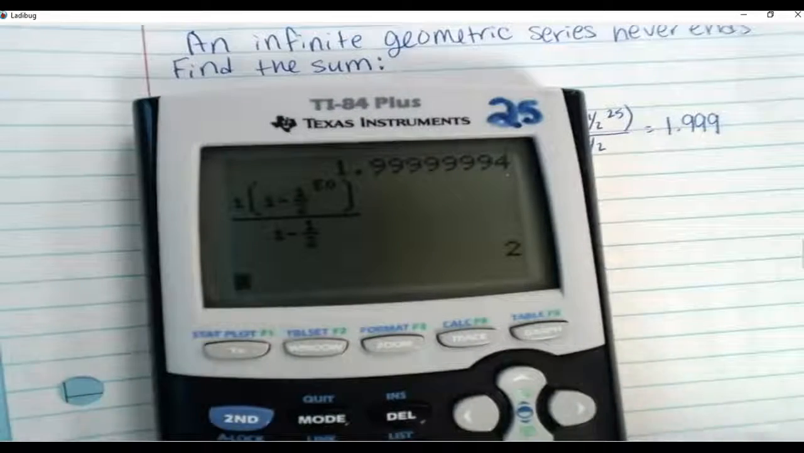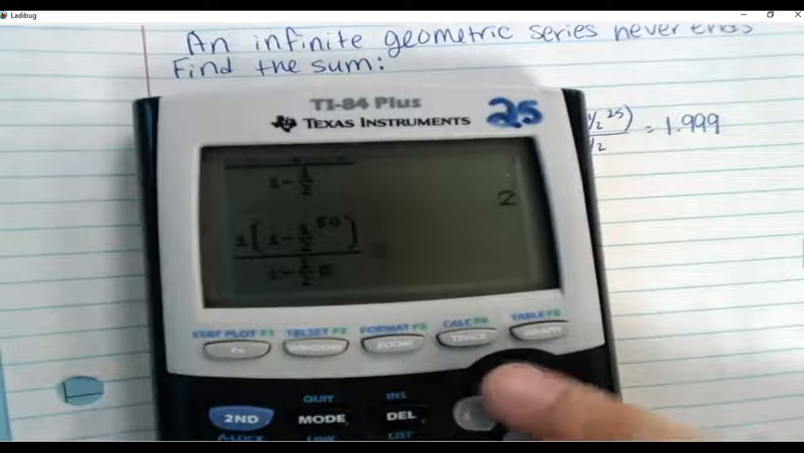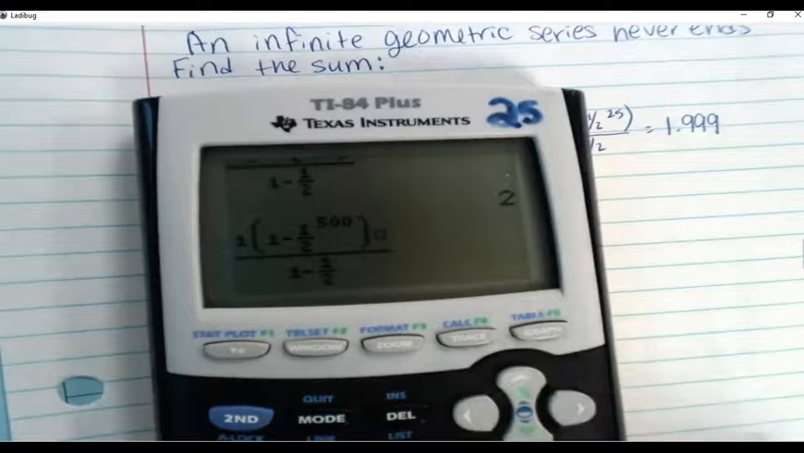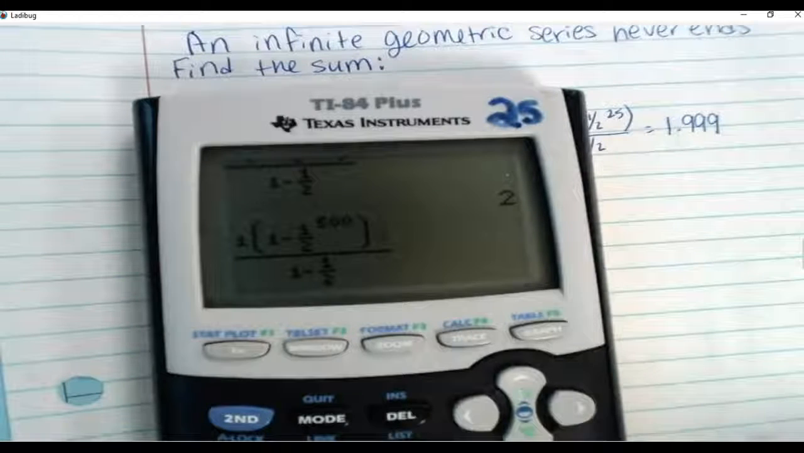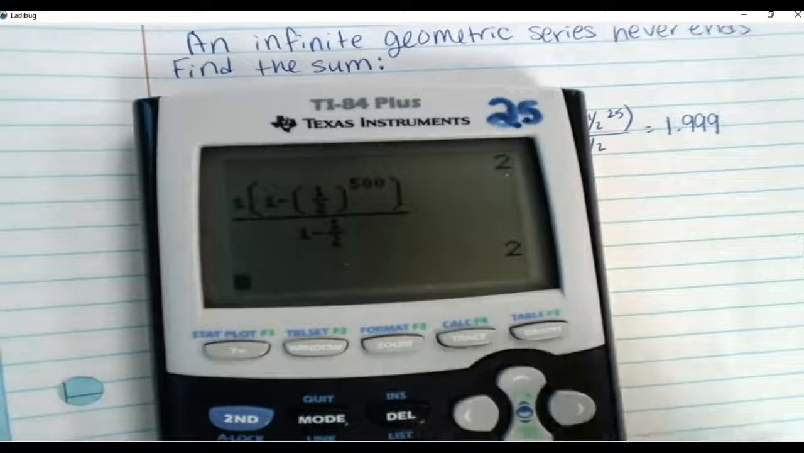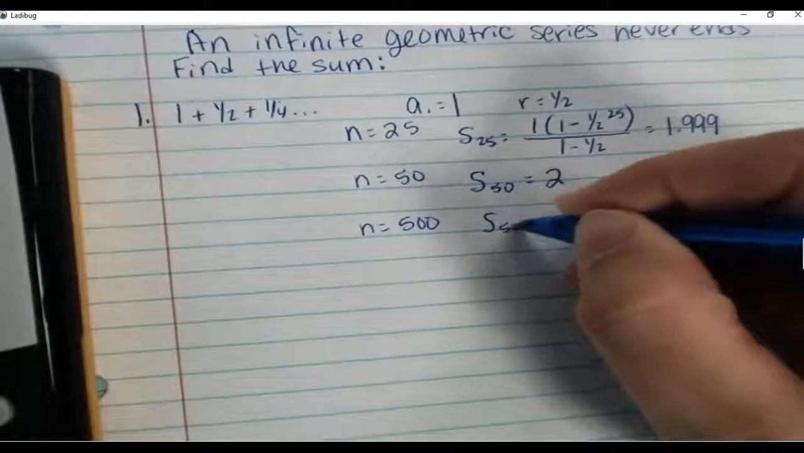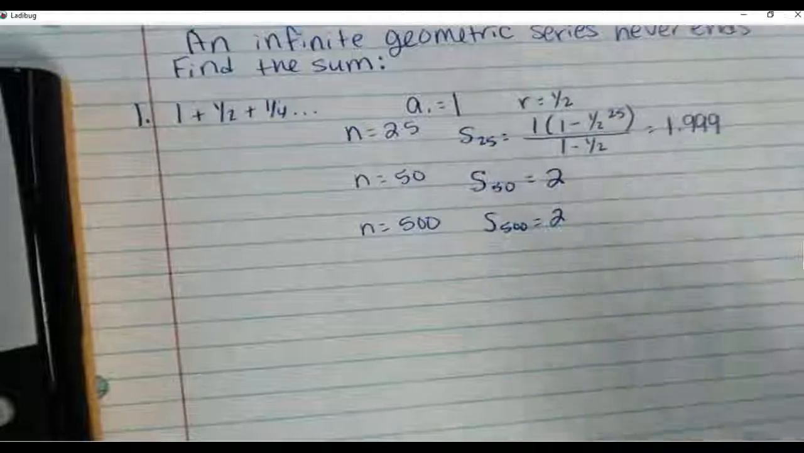So then we want to do 500. Again, we can just hit second enter. Instead of 50, we type 500. And we hit enter. And we get 2 as well. So the sum of the first 500 terms is 2.